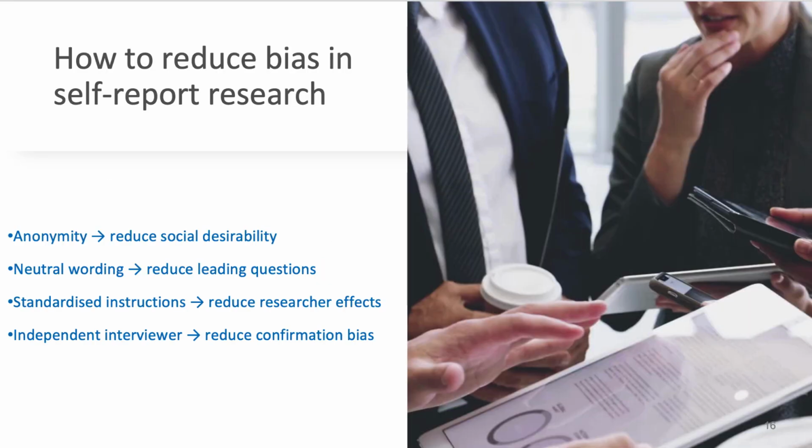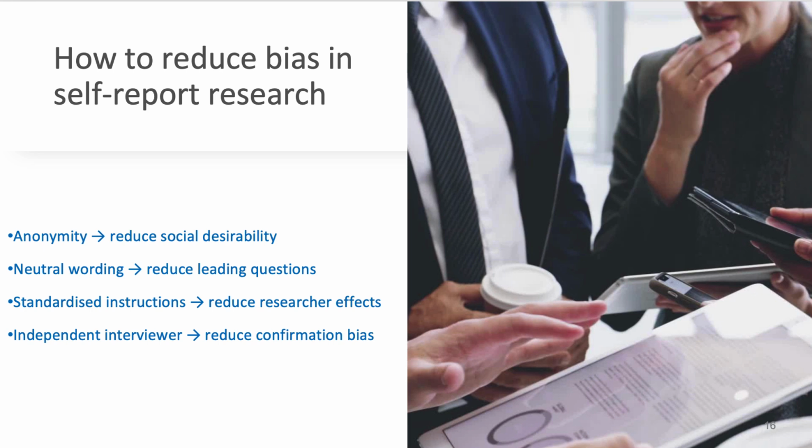We use anonymity to reduce social desirability. People are more honest when their name isn't on the paper. We use natural wording to ensure we aren't leading the participants to a specific answer. We use standardized instructions so every participant has the same experience, reducing researcher effect. Finally, using an independent interviewer, someone who doesn't know the hypothesis, helps eliminate confirmation bias.